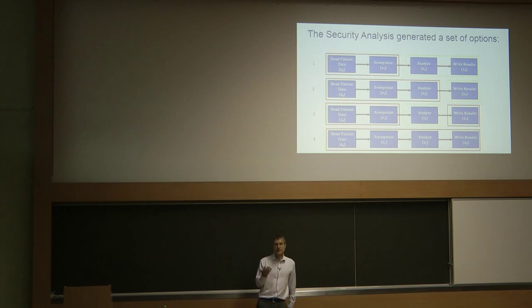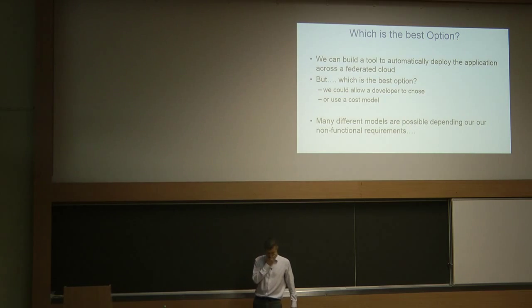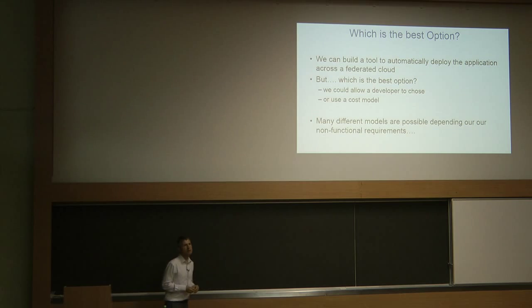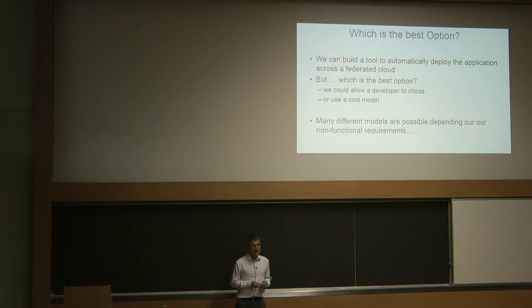But how do we decide which one to choose? This is quite a simple workflow. Sometimes we have workflows with 20 different services in them, with very complex connections between them, and we might have 3 or 4 clouds on which we could deploy the application. So doing it by hand, expecting a human to choose the best one, is not a good approach. The challenge we had was, can we build a tool which automatically deploys the application across a set of federated clouds? But how does it pick the best option?